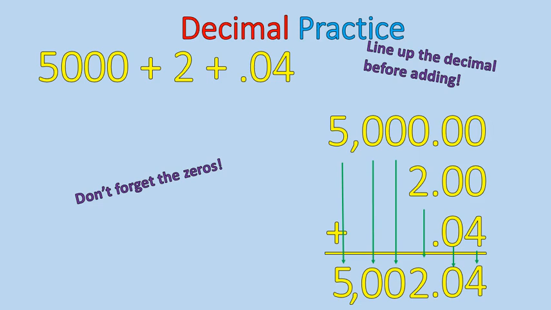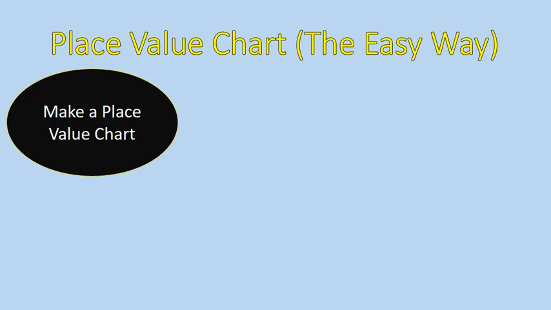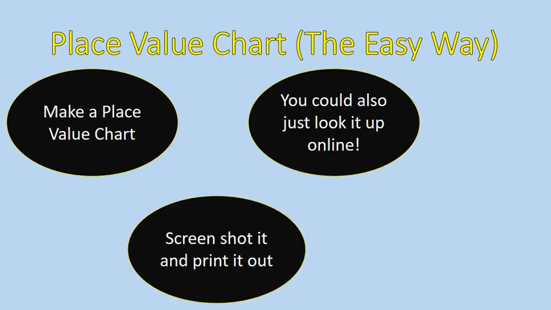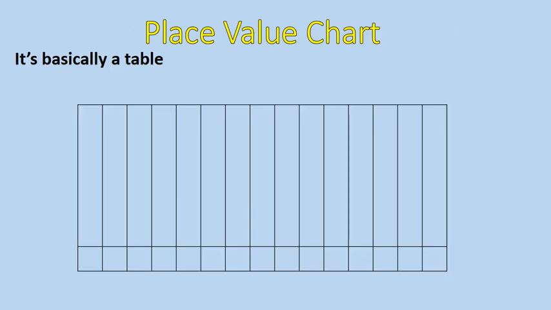Now, in case you don't like adding, you don't want to add them up, you don't want to line them up, there's an easier way. It's called using a place value chart. So you can make your own place value chart. You can look it up online, screenshot it, and print it out. Or again, just make your own. I'm going to show you how to make your own because I've got a minute and you've got a minute. So let's do it.